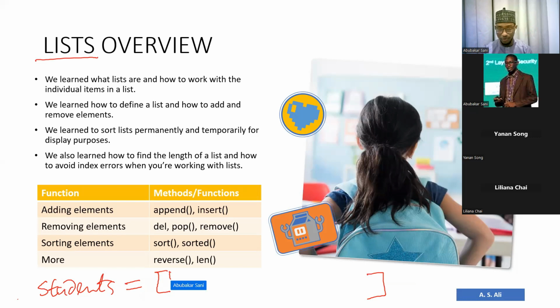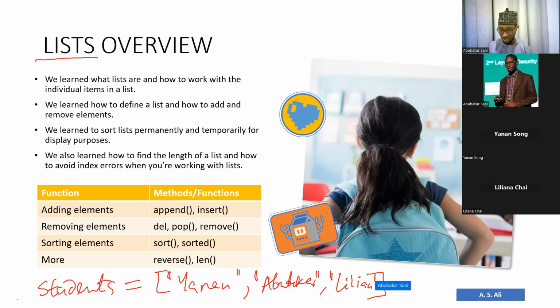For example, we have Yanan, this is one student. We have Abubakar, also another student. We have Lillian. I hope I'm pronouncing these names right. So we have 3 students. All of them we separate with commas, and because they are written words, not numbers, we use the apostrophe. So this is a list of students, and that's why we call it students.